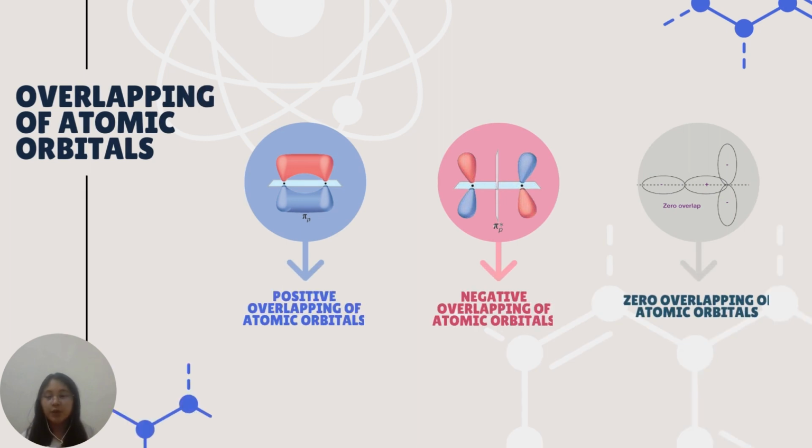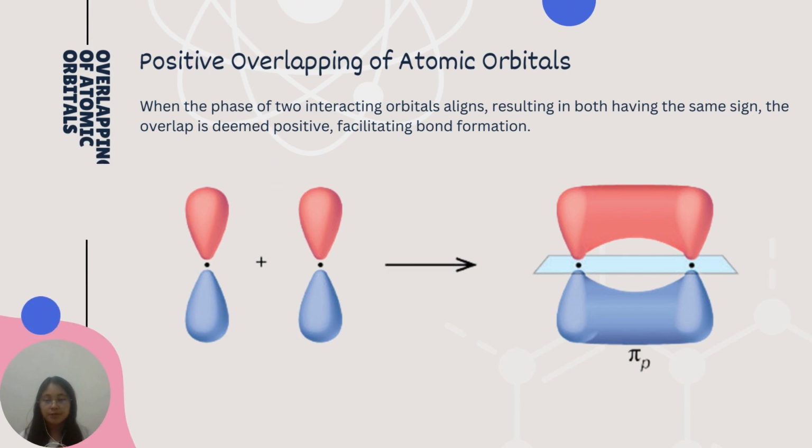In addition, when two atoms approach each other for bond formation, the nature of their overlap can vary, being positive, negative, or even zero. This variability is dependent upon the phase and sign of the interacting orbitals involved in the bonding process. Here are the three natures of atomic orbital overlapping. First is the positive overlapping of atomic orbitals. It is when the phase of two interacting orbitals aligns, resulting in both having the same sign. The overlap is deemed positive, facilitating bond formation.